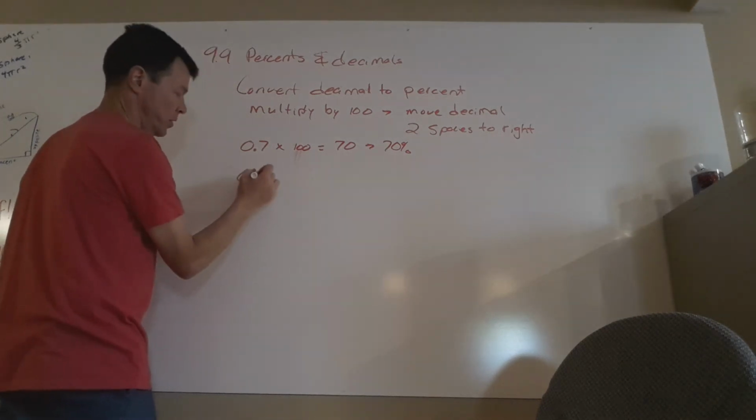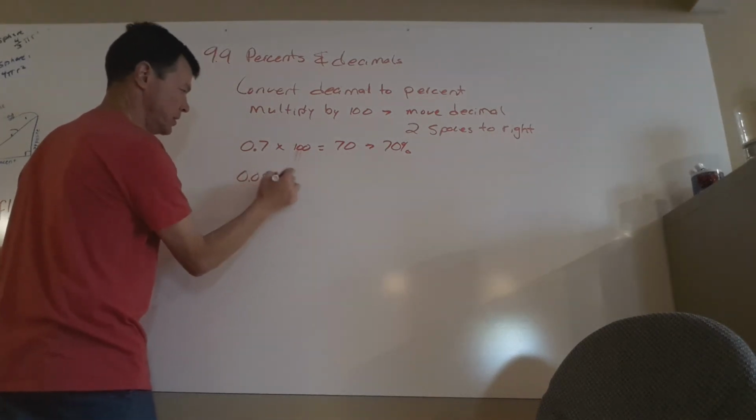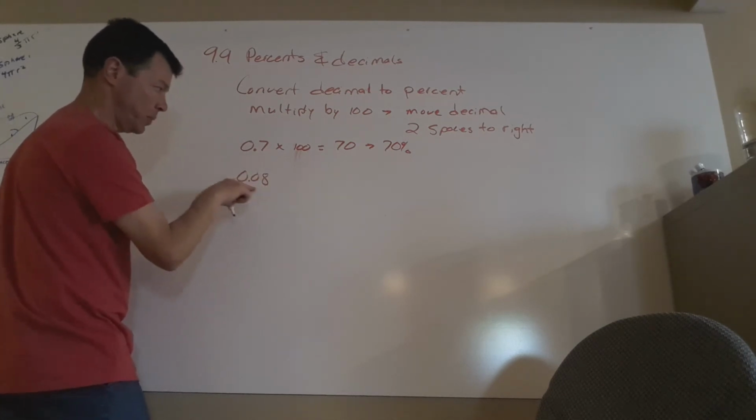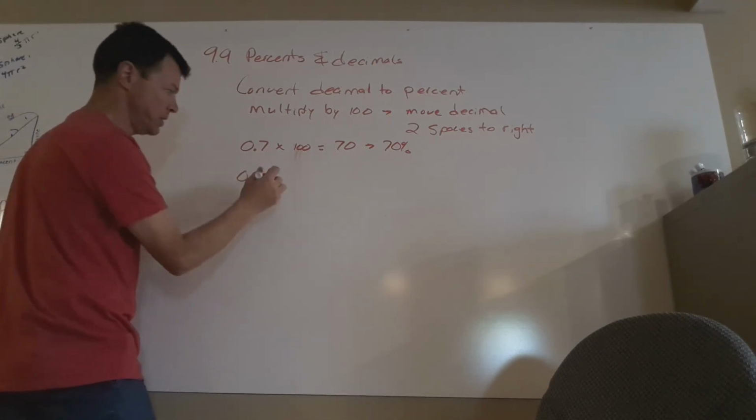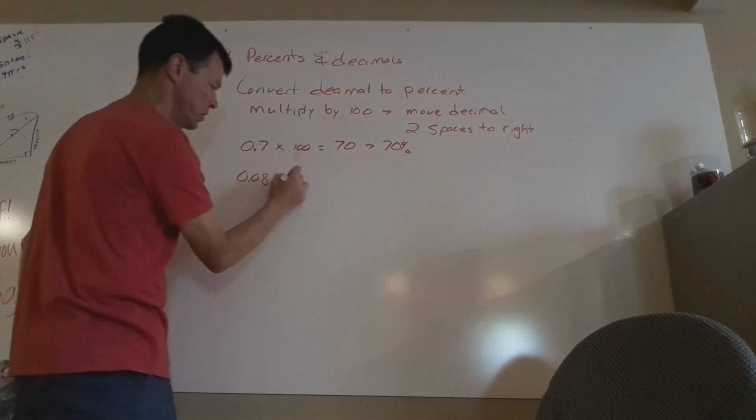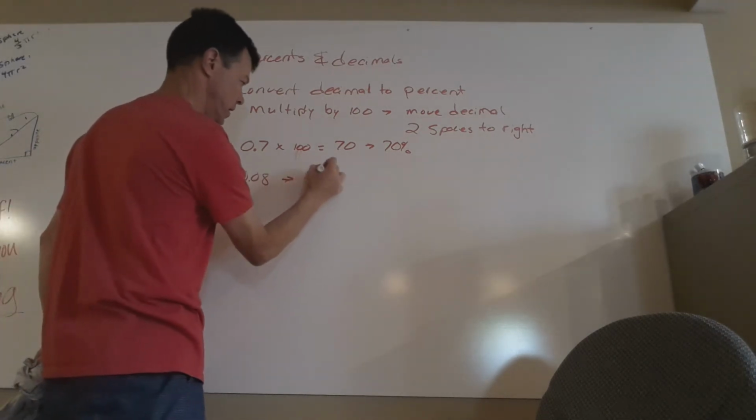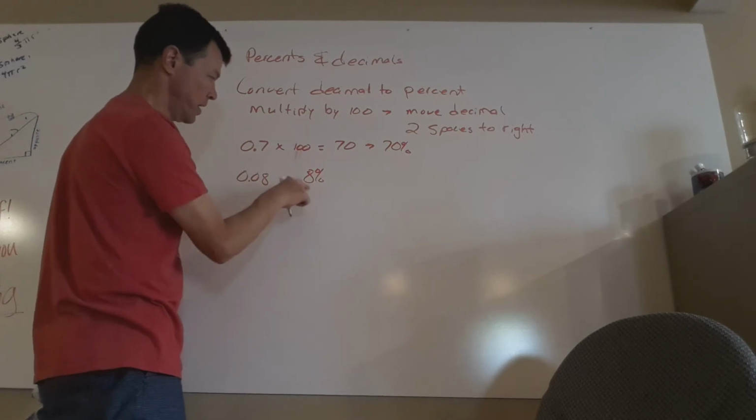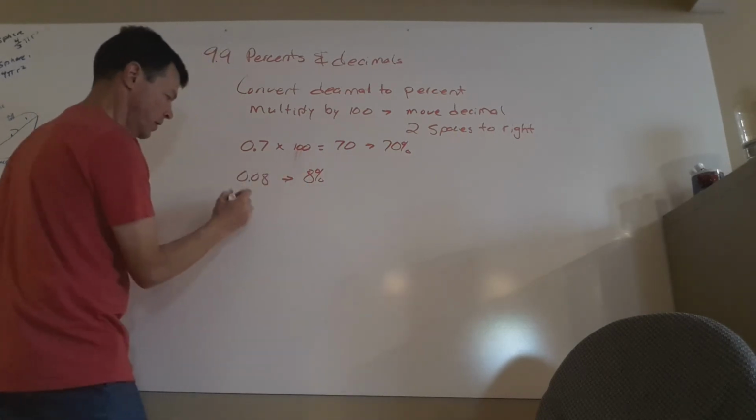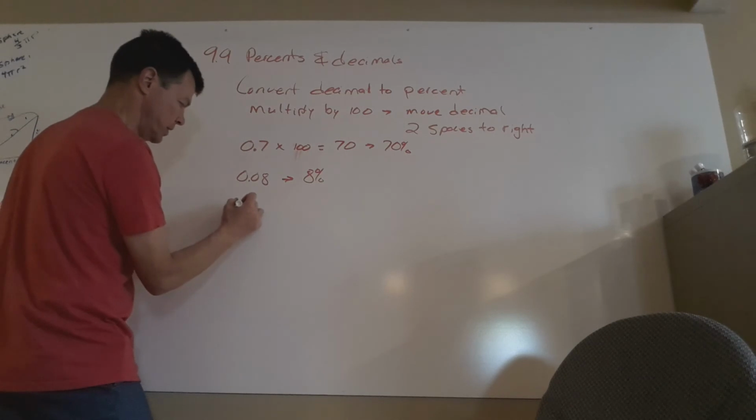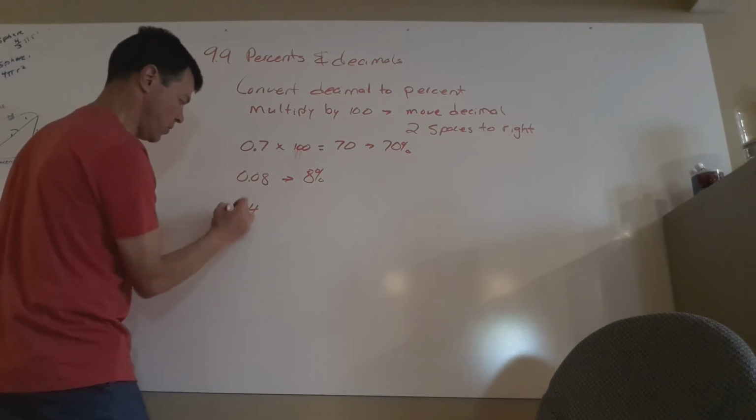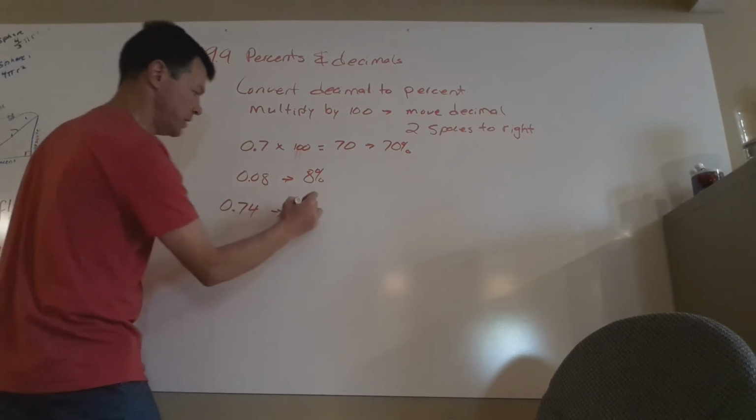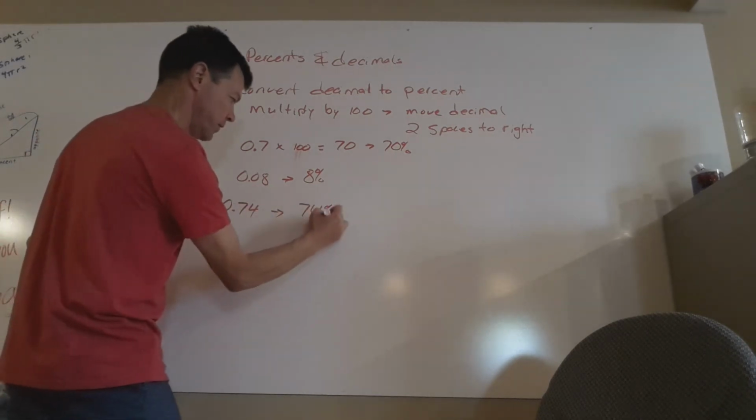Let's have 0.08. Well, converting that to a percent, we're going to move it over 2 decimal places, 1, 2, that is 8%. Let's see, we have 0.74. Move it 2 spaces to the right, 74%.